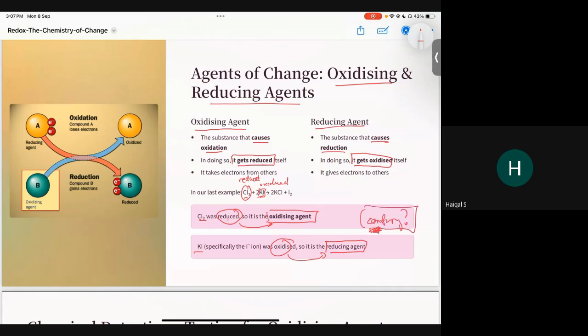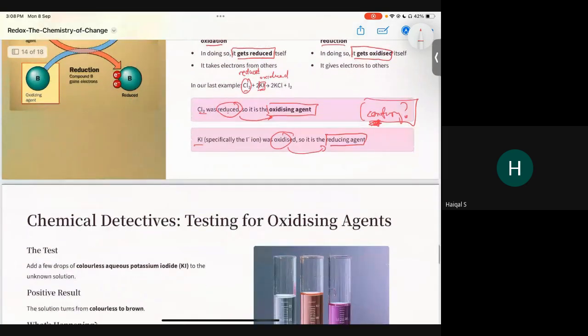So that's why I always look at it in pairs. I am always able to identify what is oxidized and what is reduced. And then from there, I ask the question, who oxidized it? I ask the question, who reduced it? And then it will become easier to explain the whole thing.